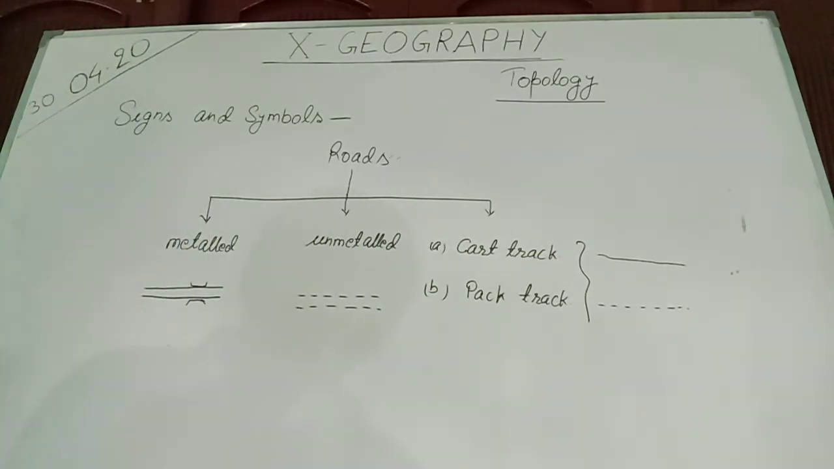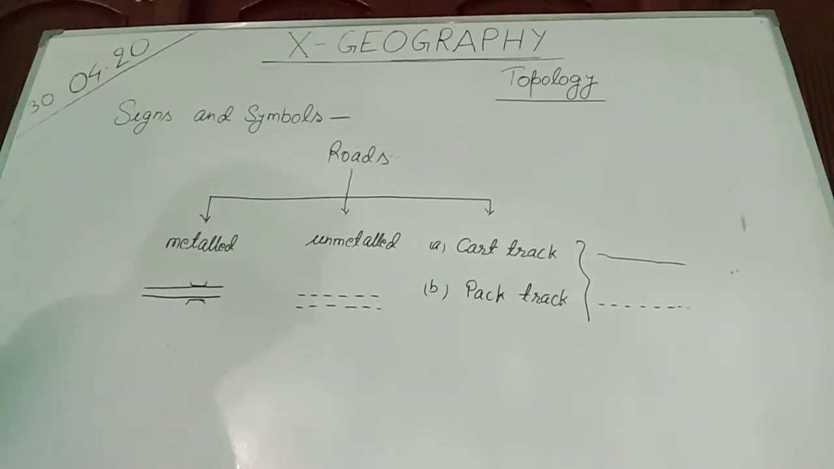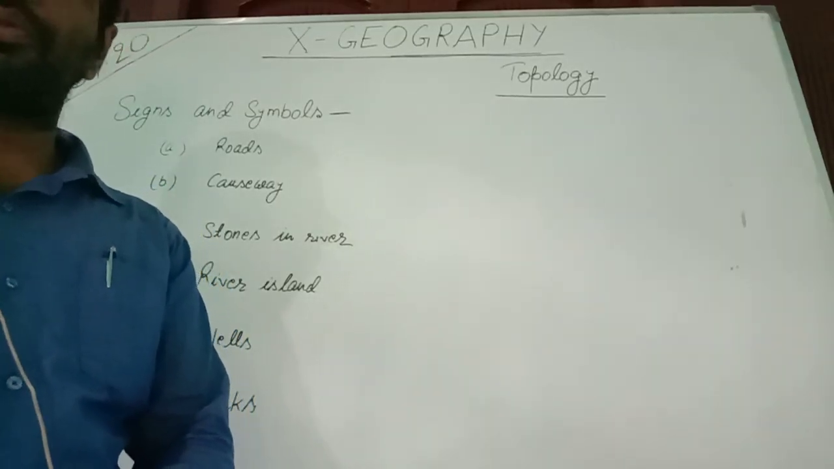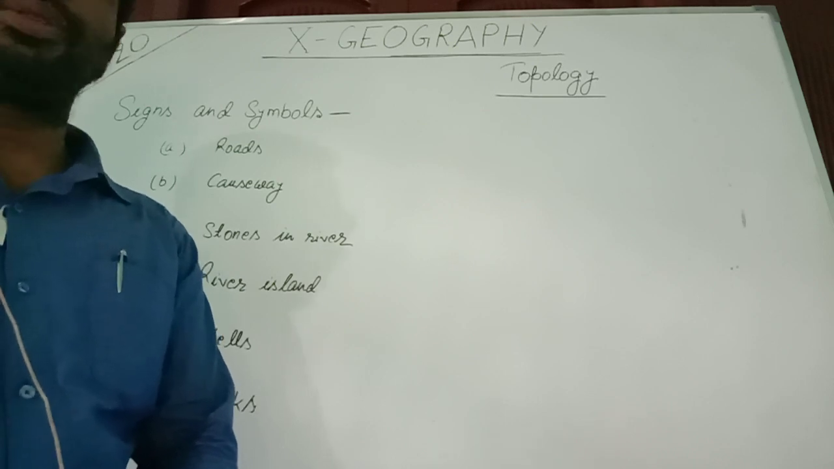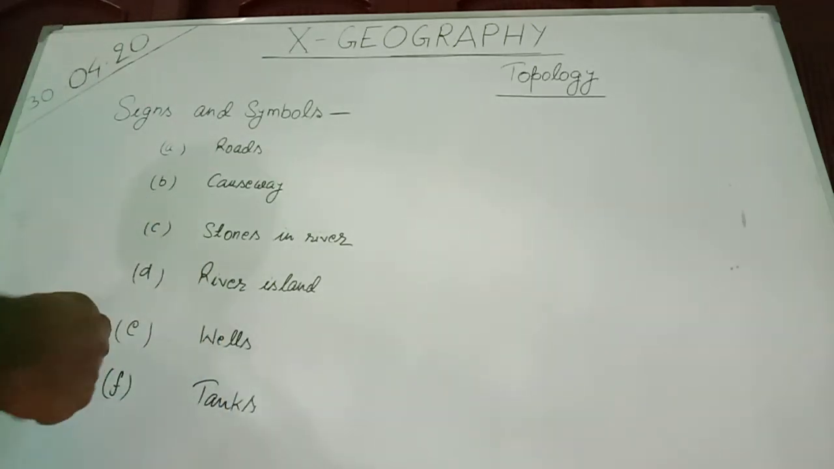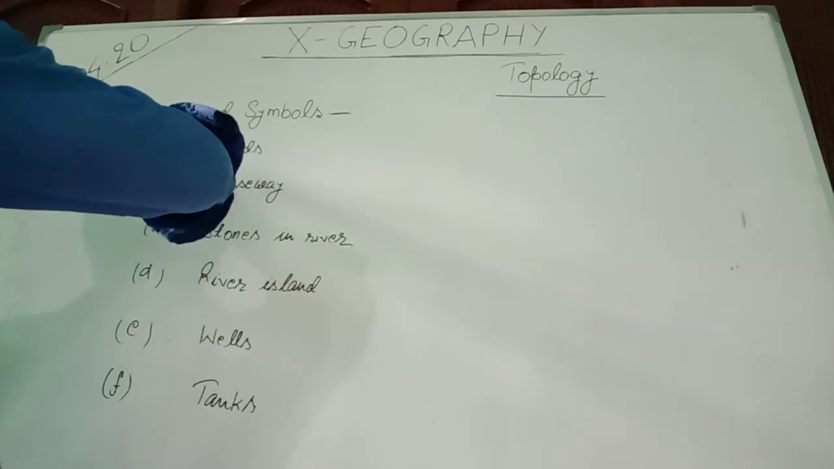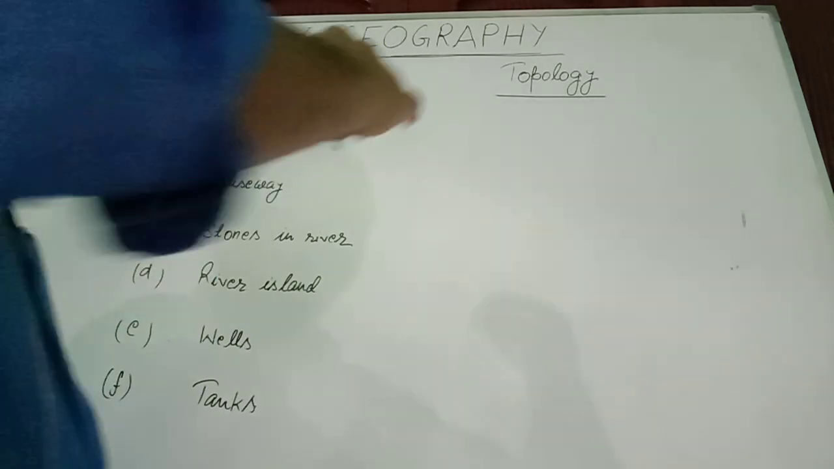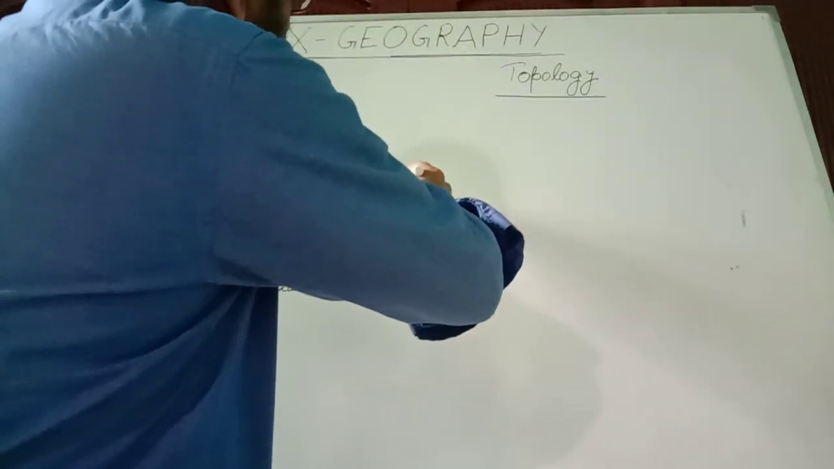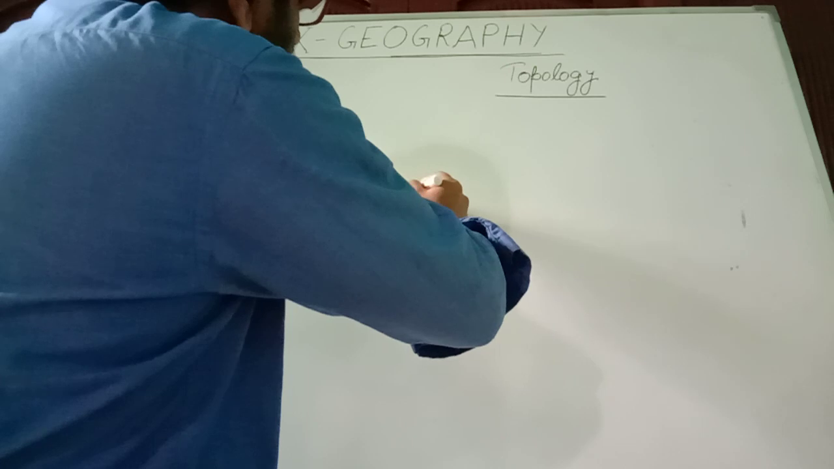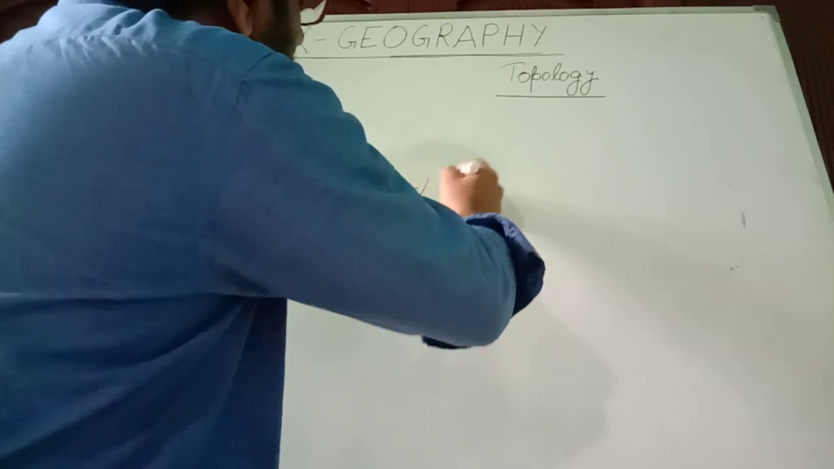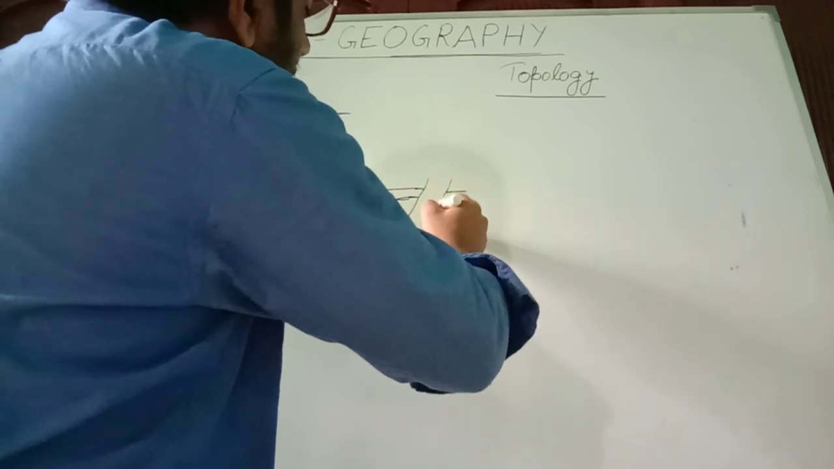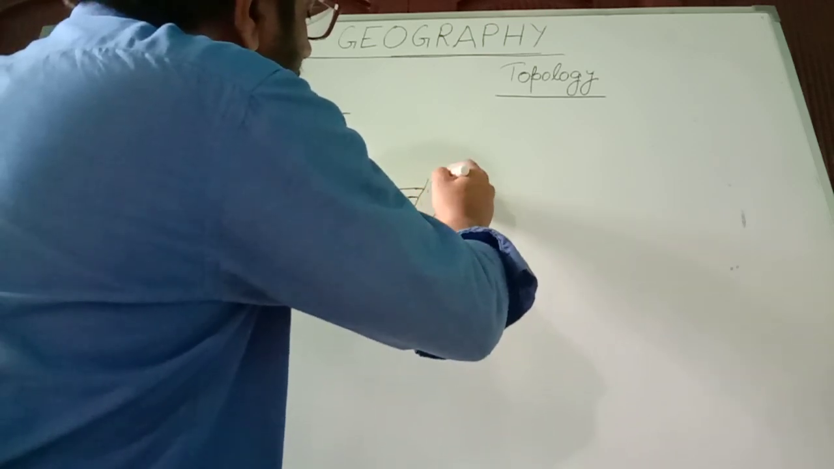Now, my dear students, you have studied about the roads, different kinds of roads and their uses. Now, the second topic of conventional signs and symbols: causeway. This causeway is the uplifted road that crosses any stream of water.